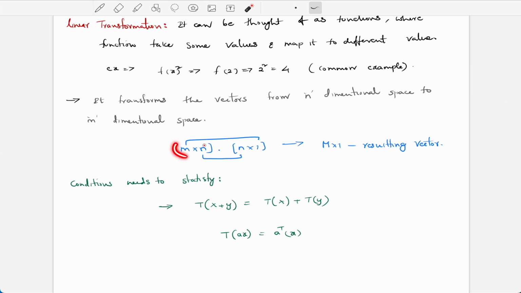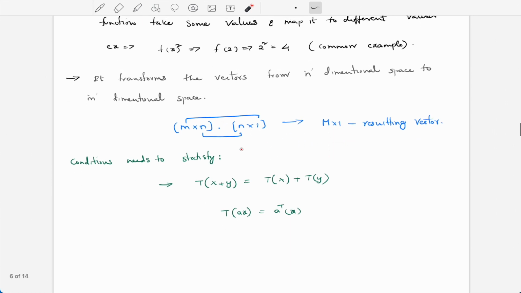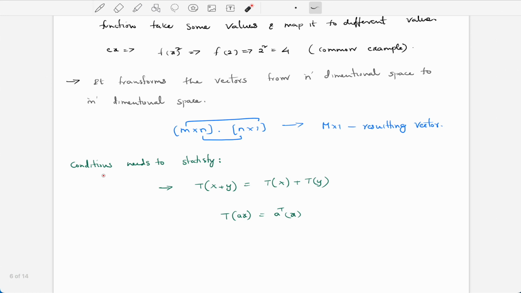Let me give you an example. This is the matrix and this is the vector, so we have a transformation here. The first row of the matrix connects with the vector's first column. The first number and the first number get multiplied, and these are transformed, and then we have an m by 1 resulting vector. That's it. There is nothing special here, just a transformation of values from n-dimensional space to m-dimensional space.